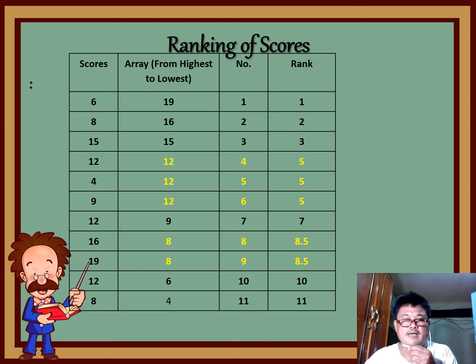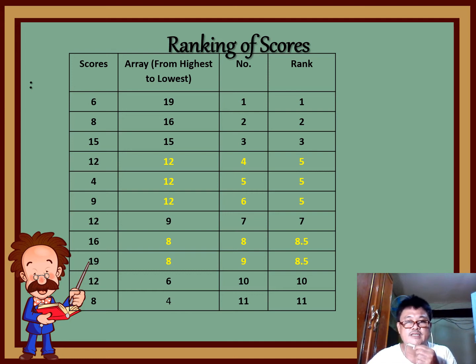Now I have here the first column showing the different scores. Let us say these are the scores of 11 students. Let us say that the test is 1 to 20. So you have here the results. Now the question is, how are we going to rank these scores at the first column?